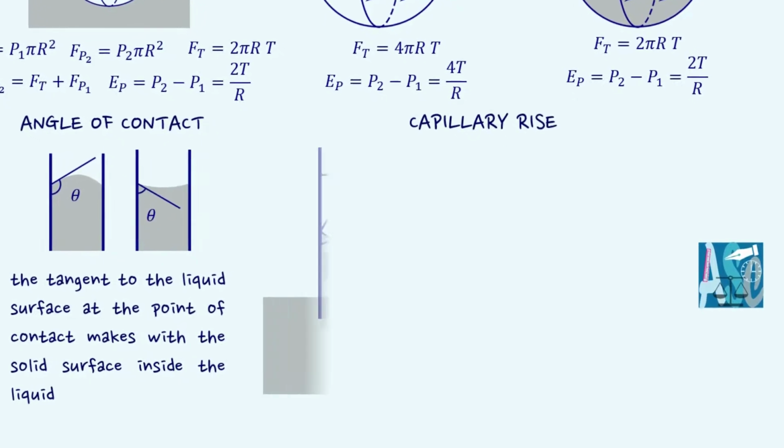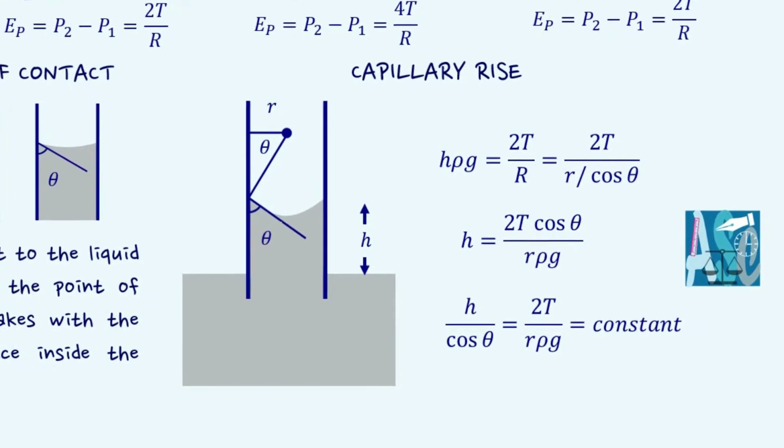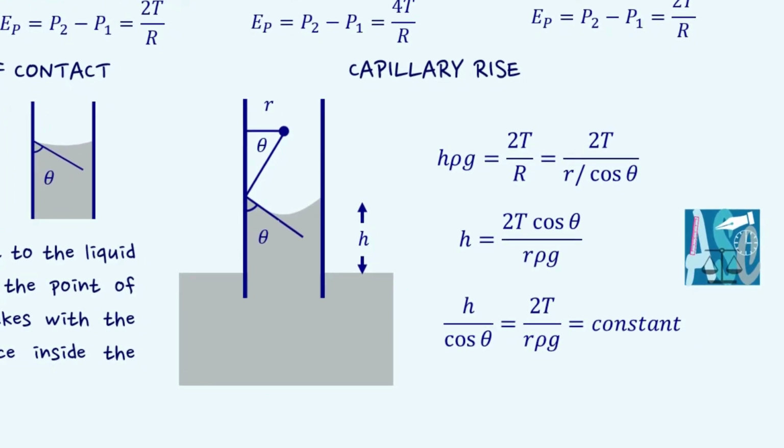Another interesting phenomenon related to surface tension is capillary rise. Capillary rise occurs to balance the excess pressure of liquid on the concave side of the liquid-air interface. The expression for capillary rise is H equal to 2T cos theta by R rho g. In case H is less than the height of the tube, theta will adjust itself so that the principle of conservation of energy is not violated.